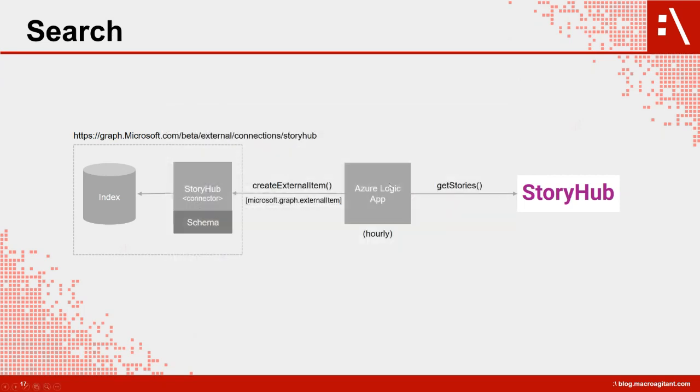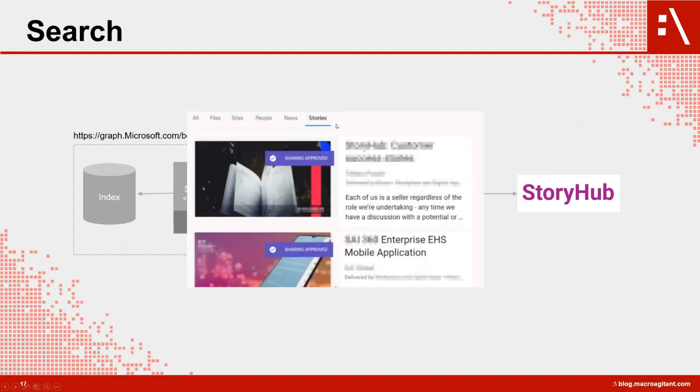You can see here the overall solution looks like this. We have the system that we want to get data out of, which is StoryHub. We then have a logic app that runs on a schedule that you can define. It gets information from StoryHub, and then iteratively calls create external item using the StoryHub connector to populate the index. So that's your indexing process. The end result is you end up with a new vertical in your search experience.